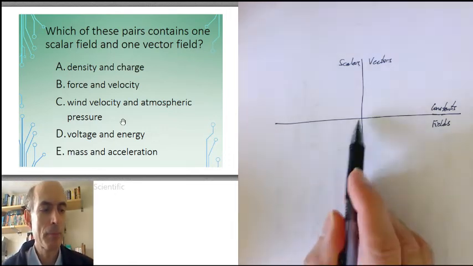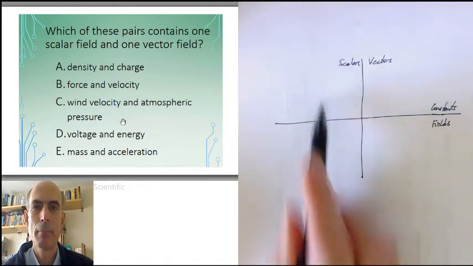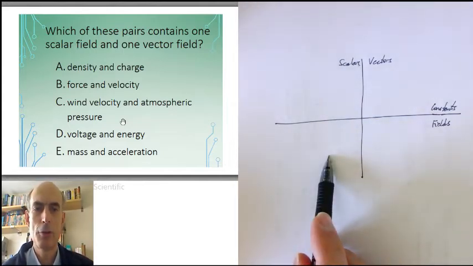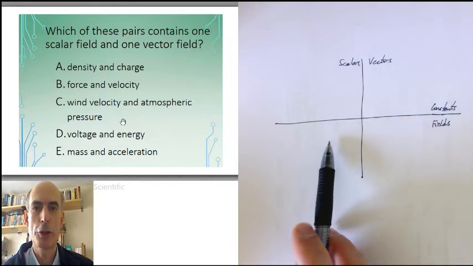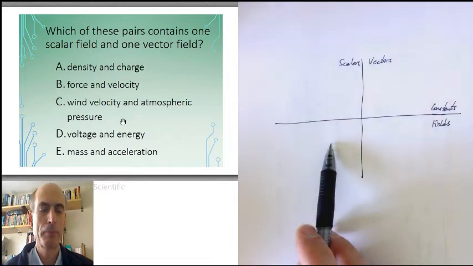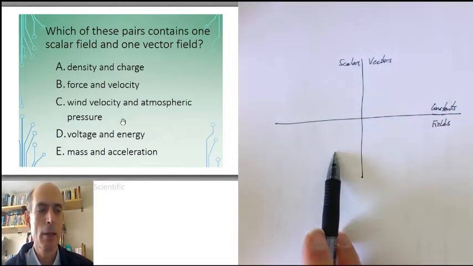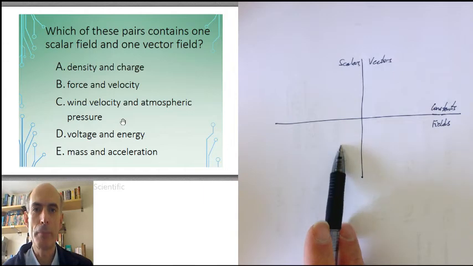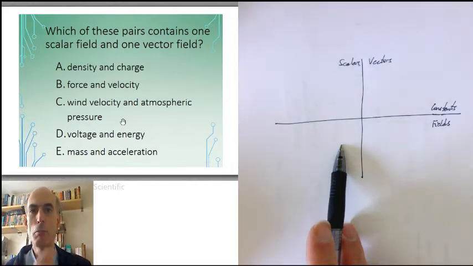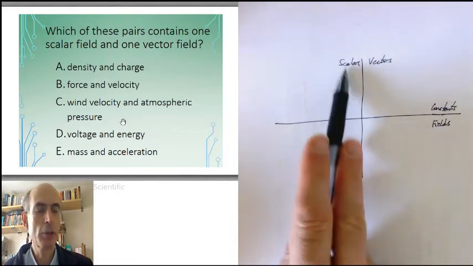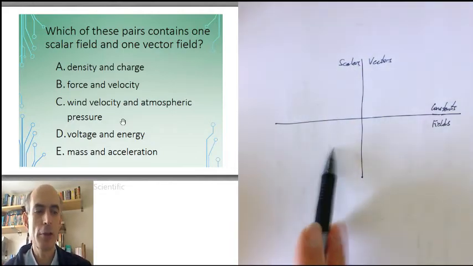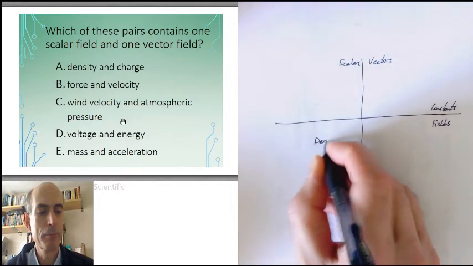Well, density is a scalar. It doesn't have a direction. Density is measured in kilograms per cubic meter. It's the amount of mass in unit volume. That's a scalar. But it does depend on where you are. Unless you're talking about a totally uniform object, it's going to have more mass in some places than it has in other places. So I would argue that density is a scalar field. I'll put it in here.